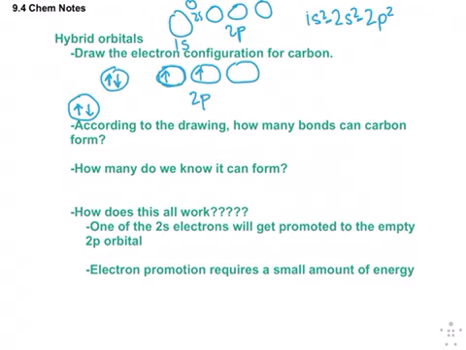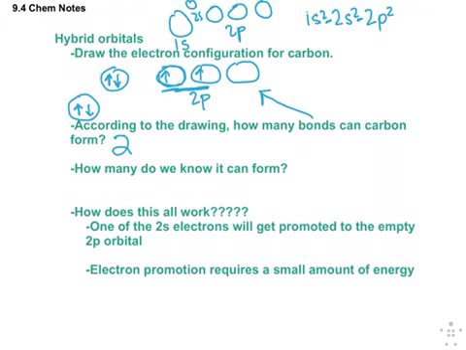So according to the valence bond theory, covalent bonds are formed by the overlap of partially filled atomic orbitals. So, according to this drawing up here, how many bonds can carbon form? How many are partially filled orbitals? 2 are 2p orbitals.